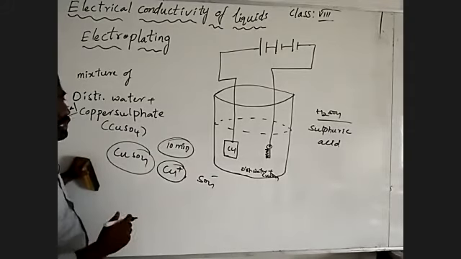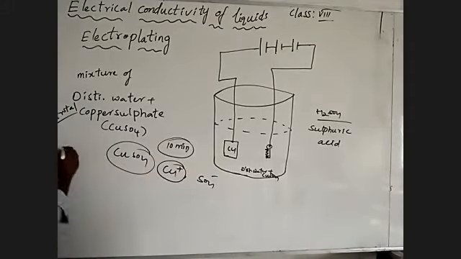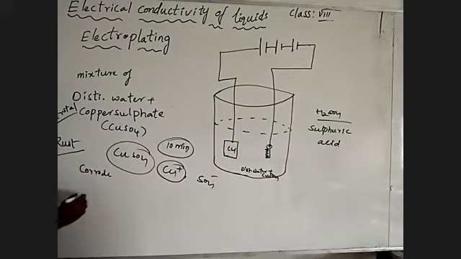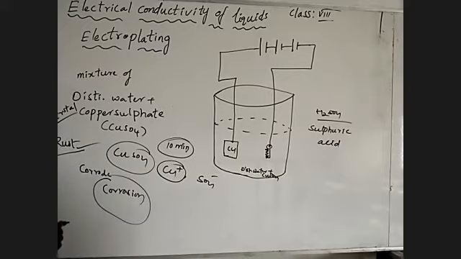Why do you want to do this? To avoid the formation of rust, to avoid the corrosion of the substance. By the formation of rust, the strength of the substance becomes weak.